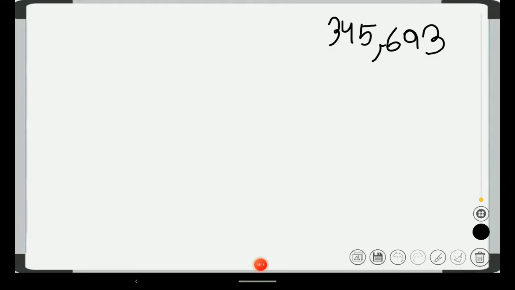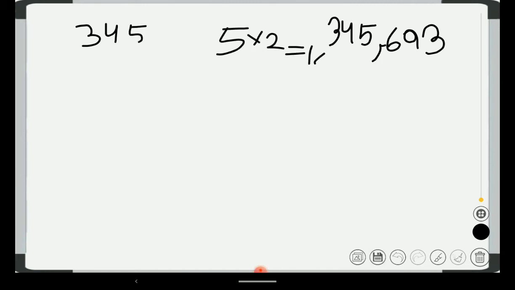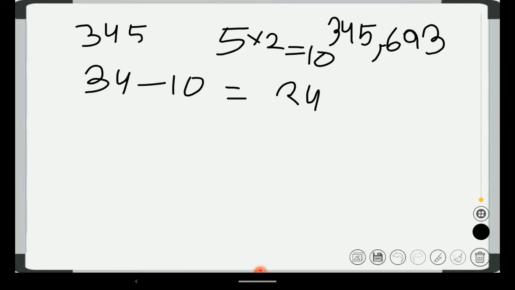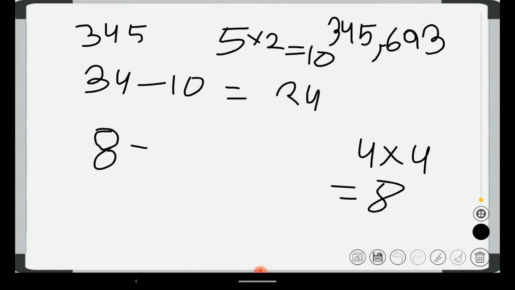So 345. If I double the 5, so 5 into 2 gives 10. If I subtract 10 from 34, I get 24. And if I double the 4, I get 8. And if I subtract 8 from 2, I get 6, which is not divisible by 7. So 345 is not divisible by 7.